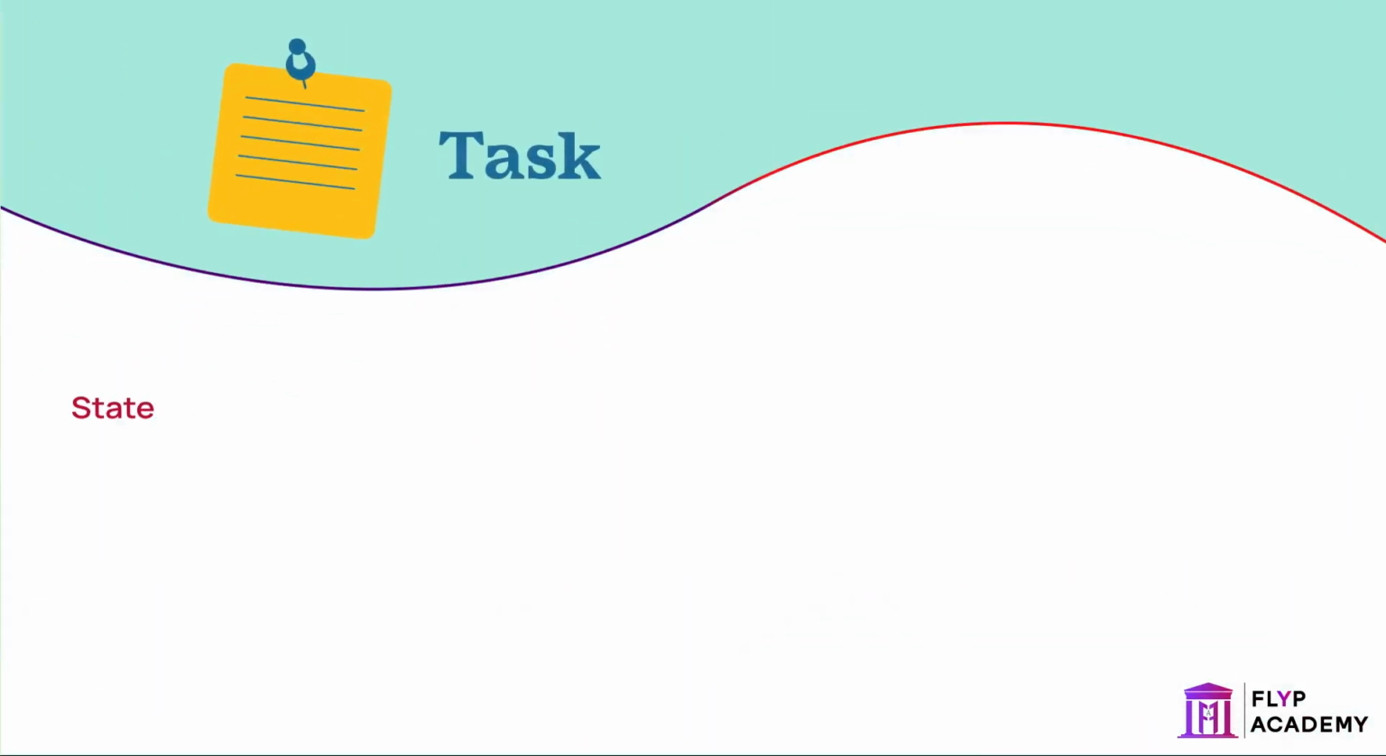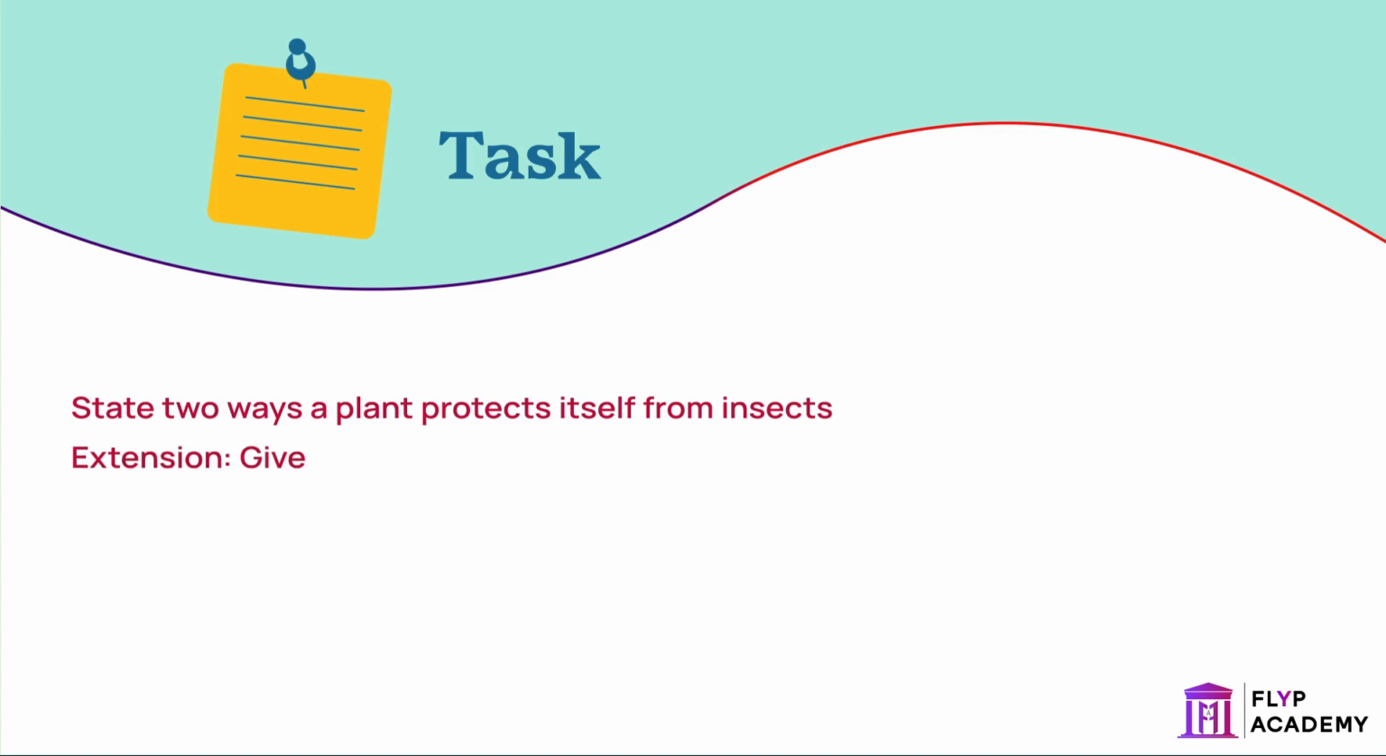Task: state 2 ways a plant protects itself from insects. Plants have hairs that make it difficult for insects to climb and leaves that droop when touched so that insects fall off. Extension: give an example of chemical defense in plants. Producing antibacterial substances or toxins.